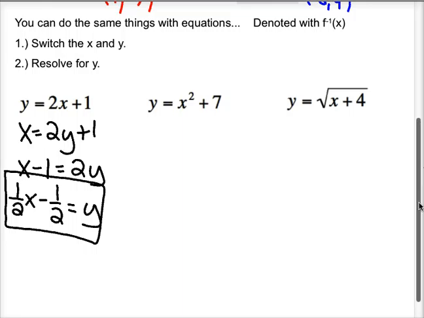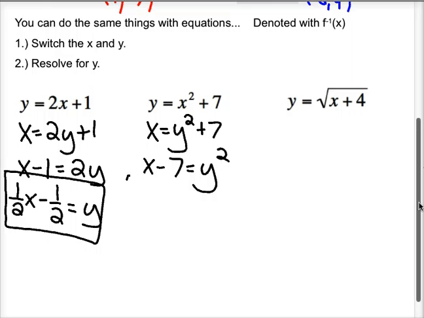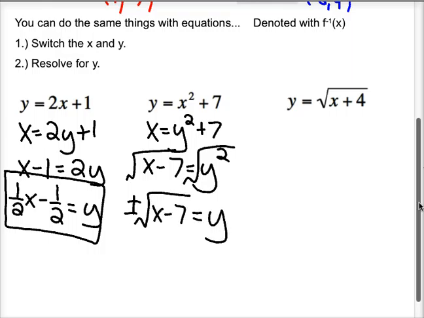So let's take a look at another example. Again, flip my x and y. And now I'm going to resolve this whole thing for y. So I'm going to subtract the 7. And now how do I undo a square? Well, I need to square root. Now remember, when you square root in an equation, you always end up with a plus or minus. So you absolutely can't forget that plus or minus for this equation. It is necessary when you're solving this.